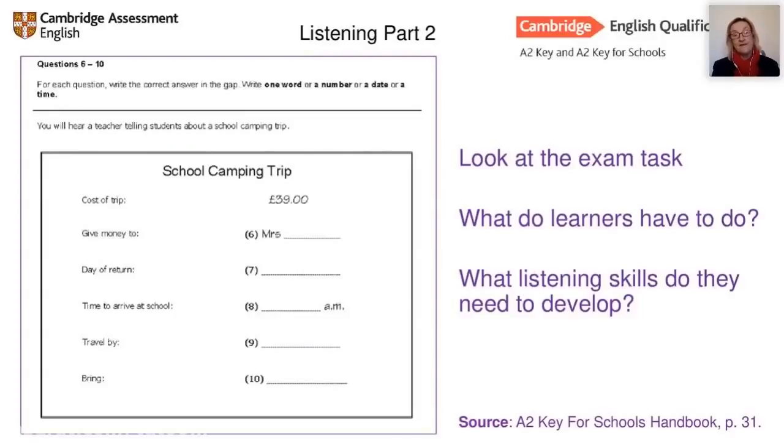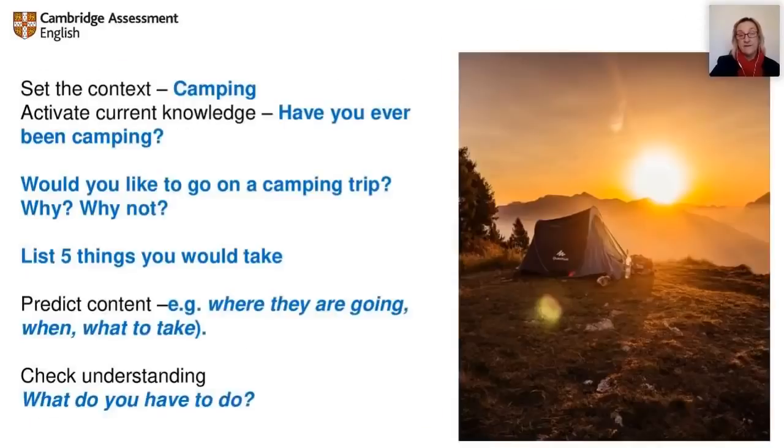Now, if we look at listening part 2, we've got a task here, slightly different. You may not be able to read it very well, but you'll get what do they have to do? If you could just about read the rubric, I think. And what listening skills do they need to develop? So, of course, they're listening for specific and detailed information. They're going to be listening for some kind of word or number. It says it in the question. So we've got a very clear task.